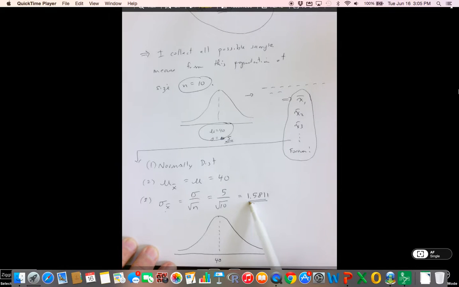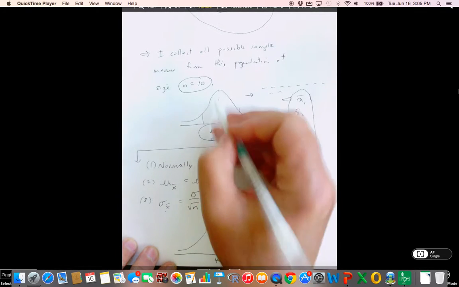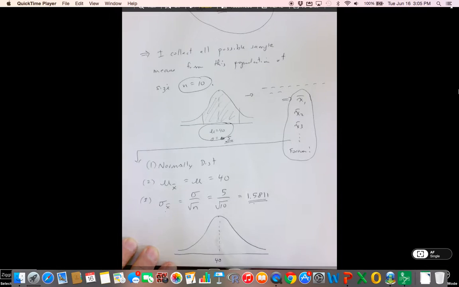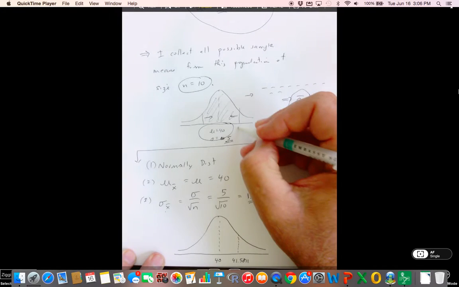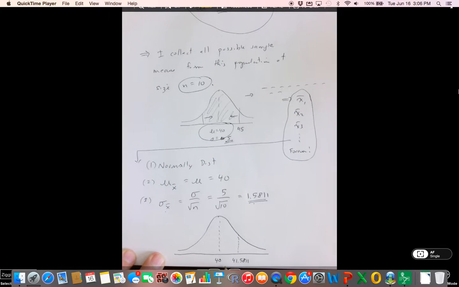The reason being is when we collect measurements from this distribution, we've got a very good likelihood of getting something around the mean. So we're going to restrict the variance on our sampling distribution because most of our measurements are centrally located around the mean. So one standard deviation above the mean here is going to be 41.5811. Where one standard deviation above the mean when we're taking things one at a time is 45. We create less variation around the mean when we take things 10 at a time.